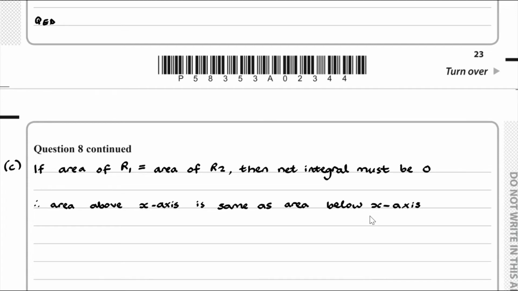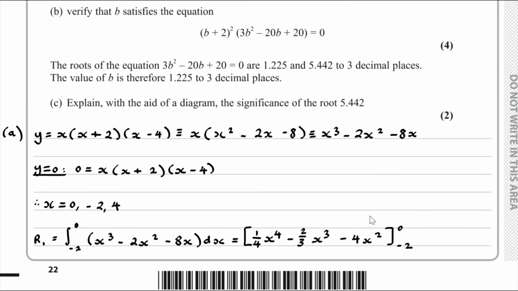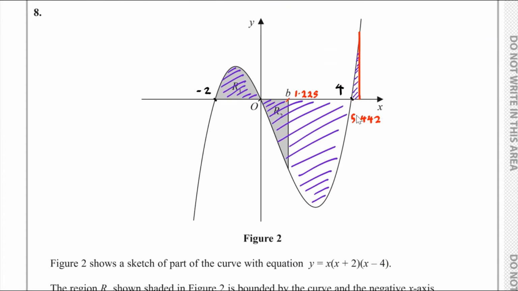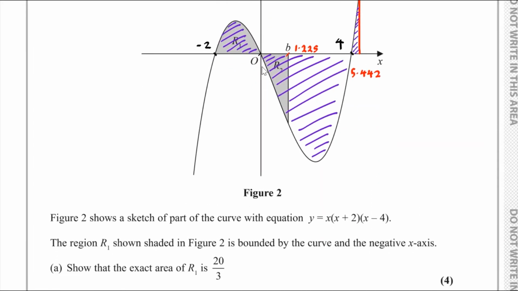the x-axis. And on the diagram, of course, you must recognize that 5.442 is towards the right of this 4, which was one of the roots. Okay, so the area above is equal to the area below.